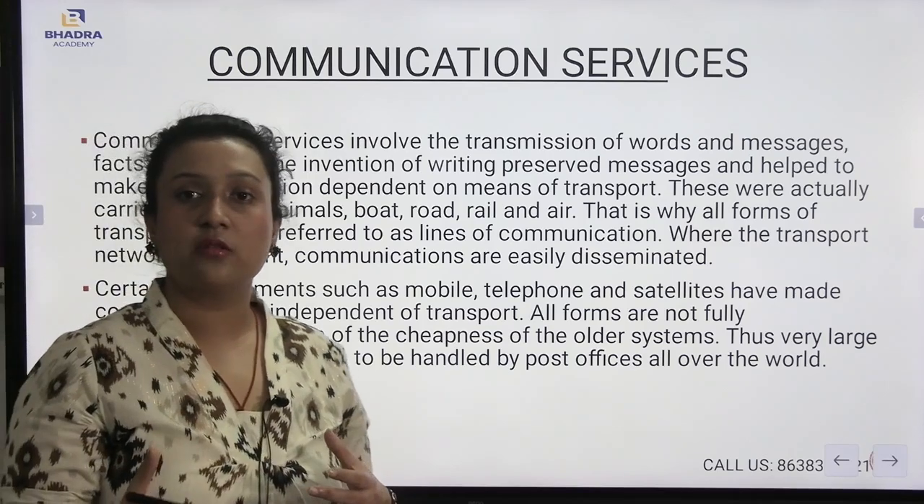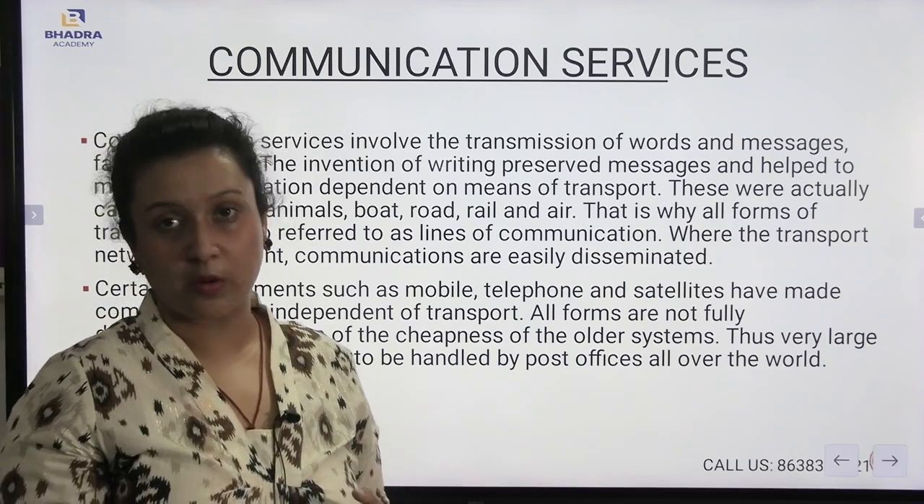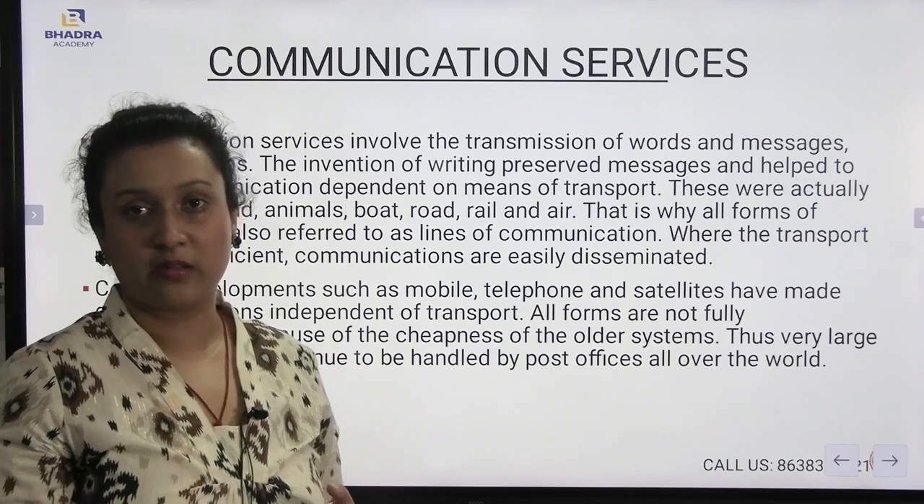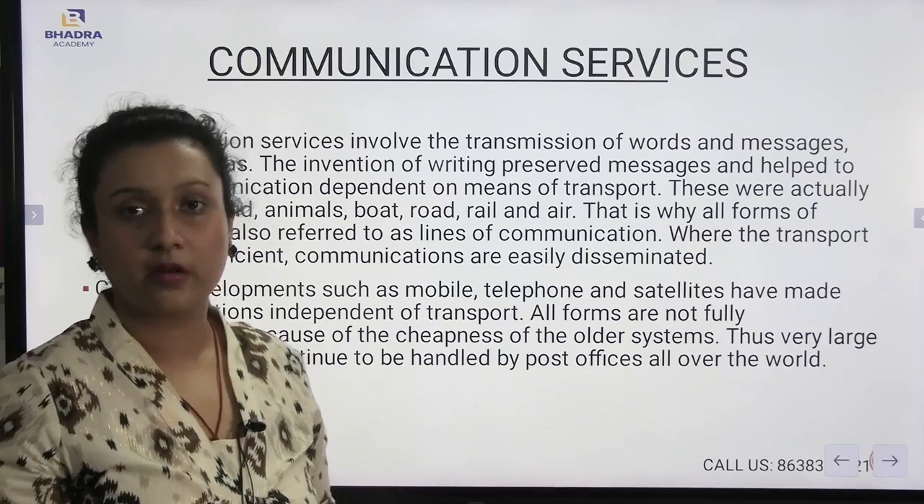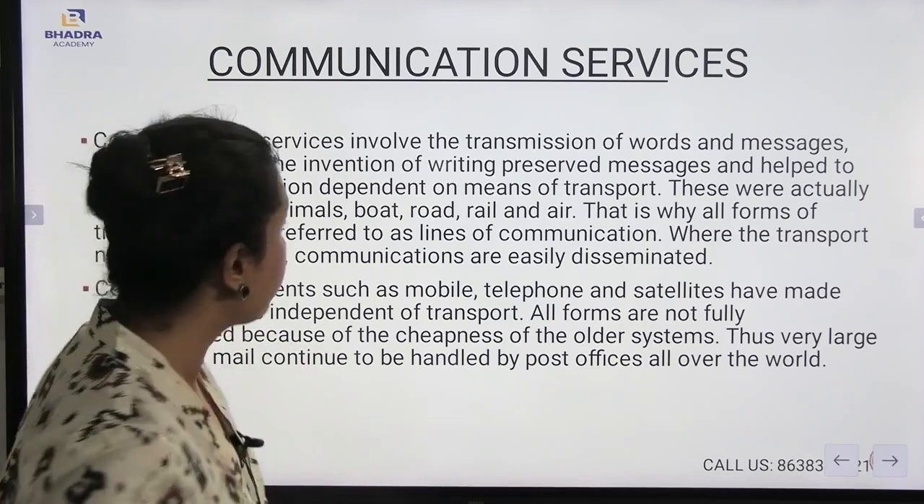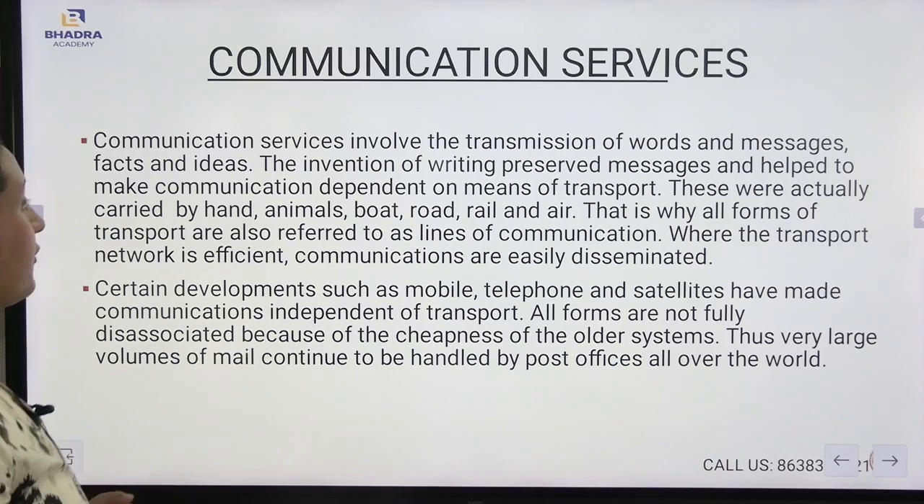You see, communication services can be anything. It can be through mobile phones, email, or WhatsApp. All this comes under communication services, and one of the important examples is the internet. The invention of writing preserved messages and helped to make communication dependent on means of transport. These were actually carried by hand, animals, boat, road, rail and air. That is why all forms of transport are referred to as the lines of communication. Where the transport network is efficient, communications are easily disseminated.